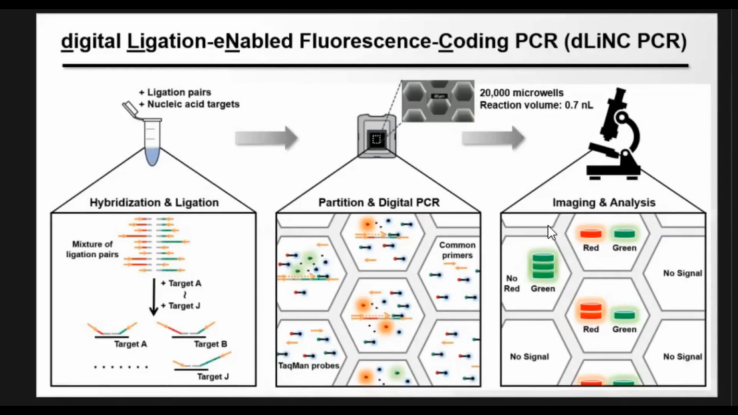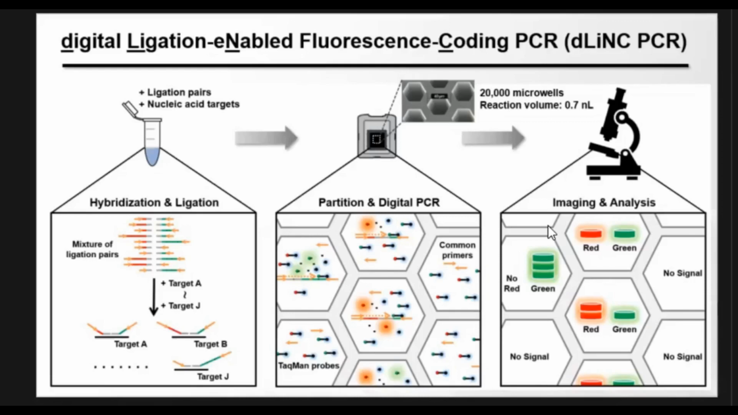For the digital PCR, we use commercialized QuantStudio digital chip that contains 20,000 microwells, each with 0.7 nanoliter of reaction volume. So after the digital fluorescence-coding PCR, the endpoint fluorescence intensity in each microwell can be measured by fluorescence microscopy. And the endpoint signal from each microwell can be a single data point. So there will be 20,000 data points generated after the digital PCR reaction.